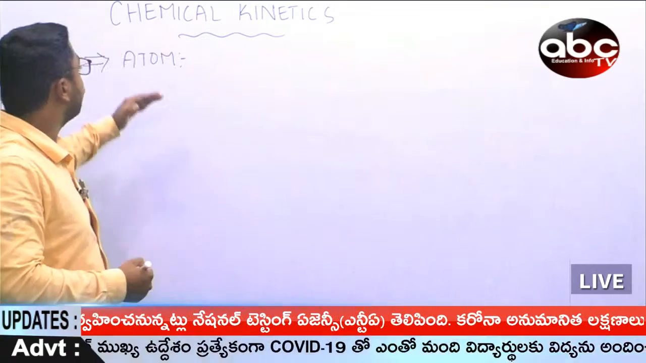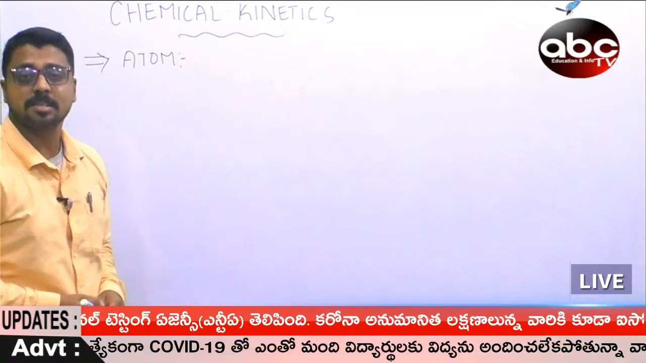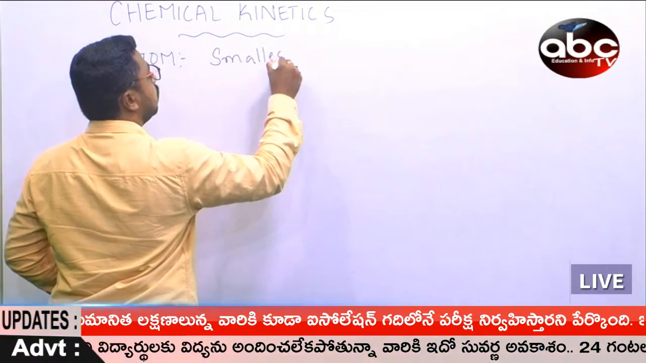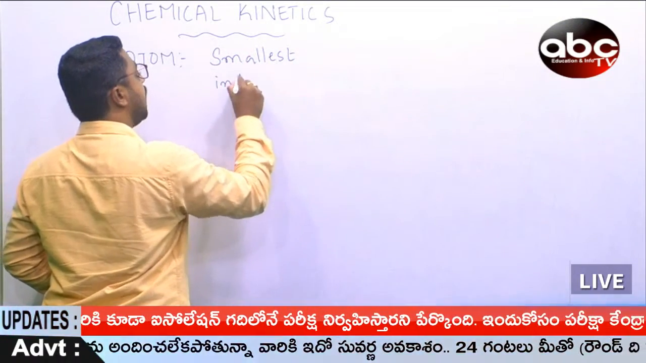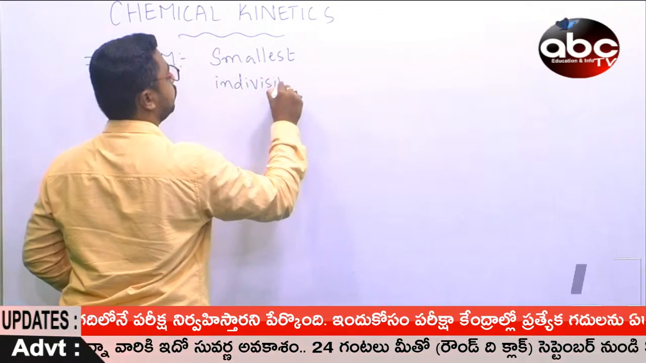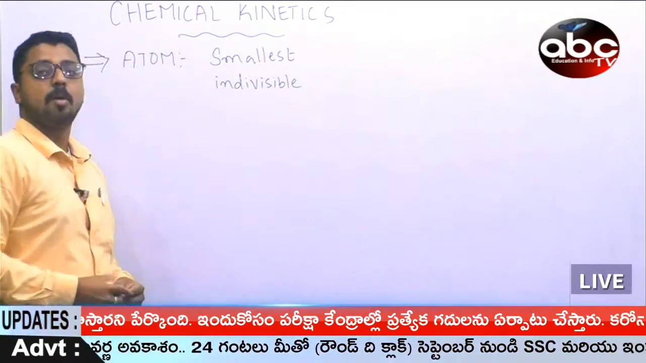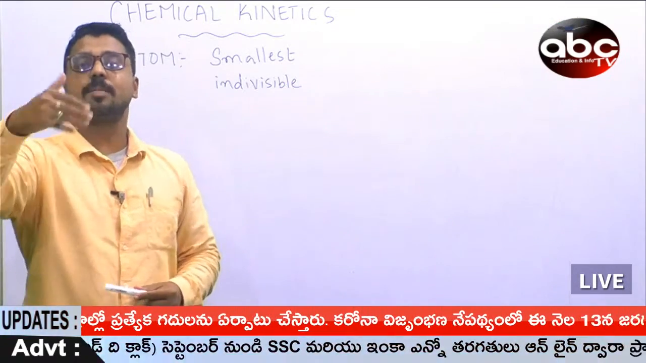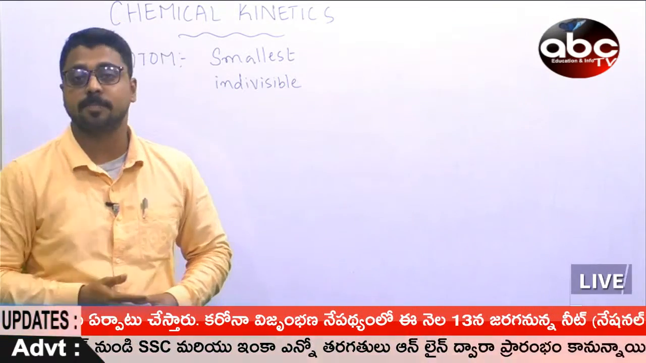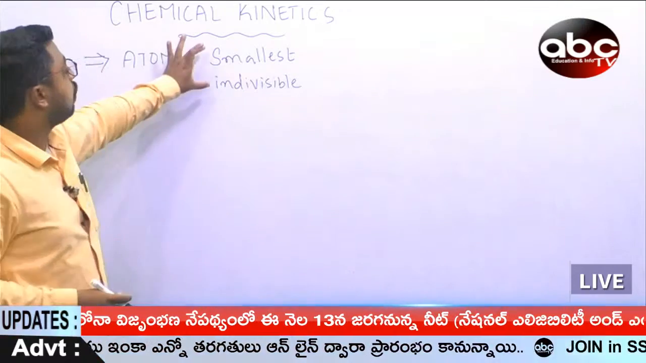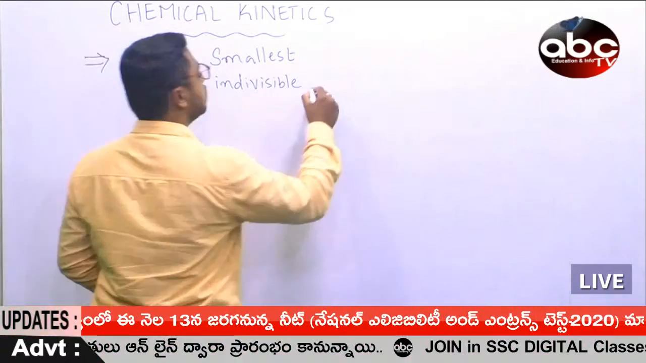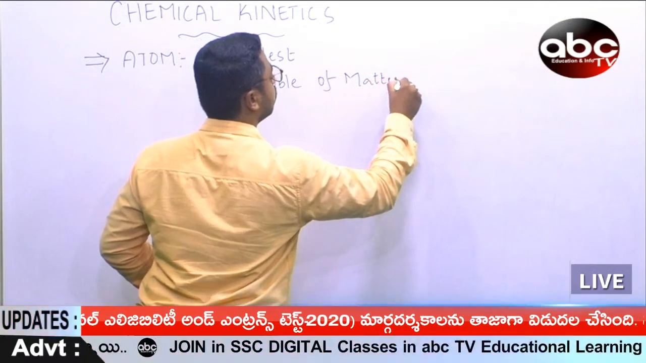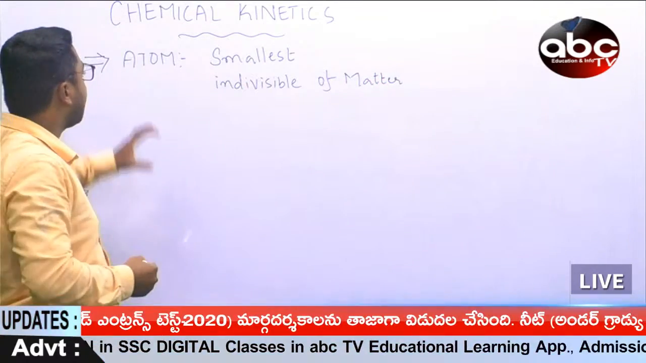So what is the meaning of an atom? An atom is nothing but the smallest substance. At the same time, it is an indivisible substance. It's a minute substance. So the smallest indivisible substance of matter is referred to as an atom.